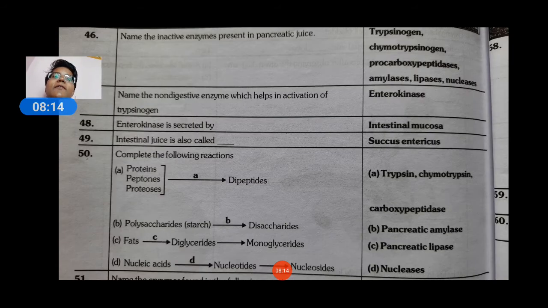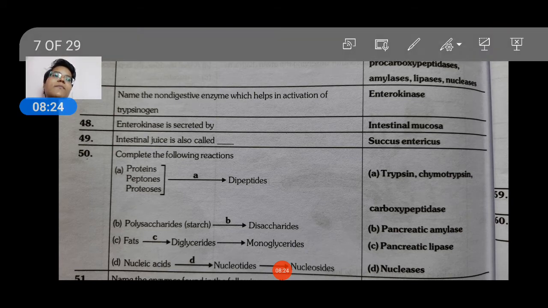Name the inactive enzymes present in pancreatic juice. Trypsinogen, chymotrypsinogen, procarboxypeptidases, amylases, lipases and nucleases. These are very important.